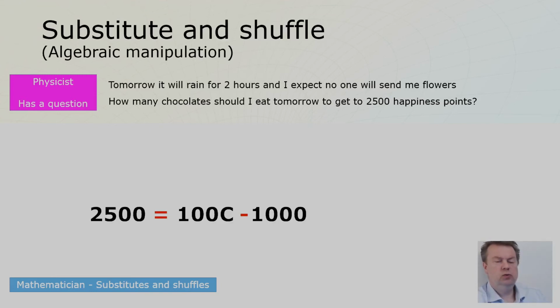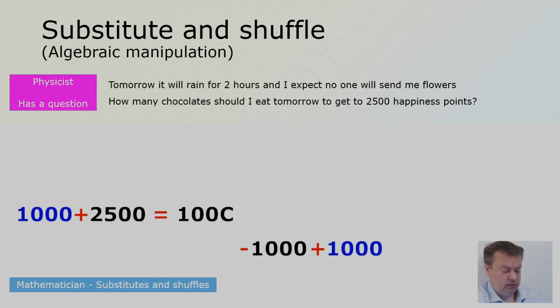Now we are going to shovel. We want to isolate the C for chocolates because then we have our answer to the question asked by GP. So what we can do in algebra is we can add stuff to the left and right hand side of the equation. And we can just do whatever we feel like as long as we do it on both ends. In this case we have chosen to add 1,000, and the good thing is that then we can get rid of the minus 1,000 on the right hand side of the equation. There it goes.